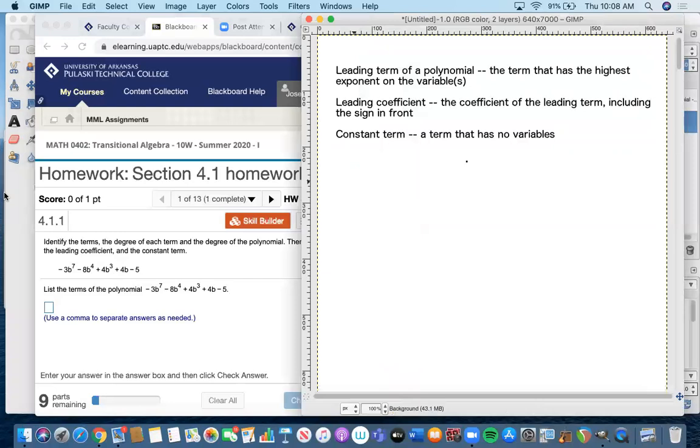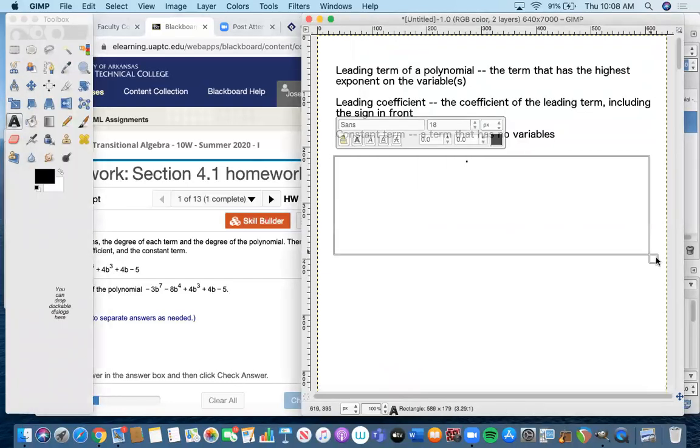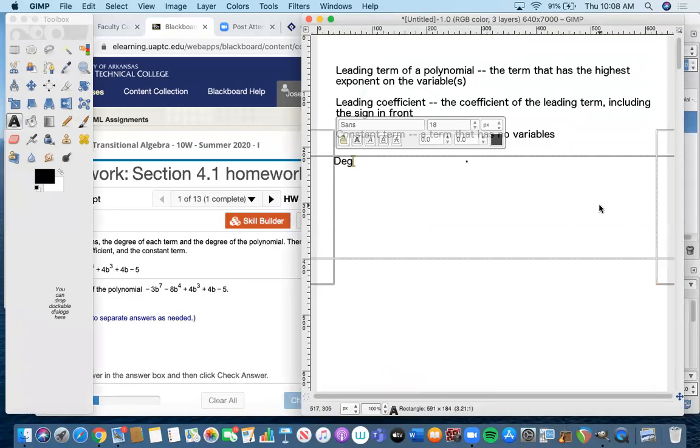Let me write those down. Sorry, I've got 2 more things I want to write down. The degree of a term is just the exponent on that term. And here's the other thing. If the term has 2 variables with exponents, you will add the exponents together. We'll see an example to find the degree.